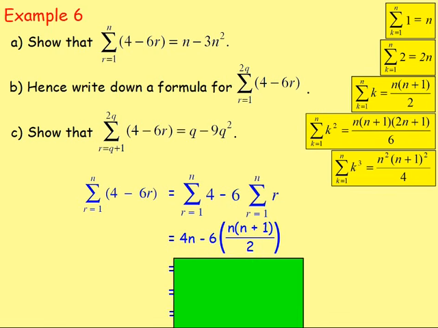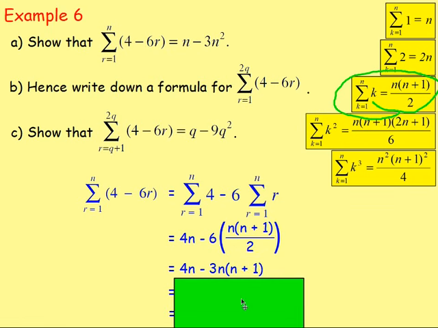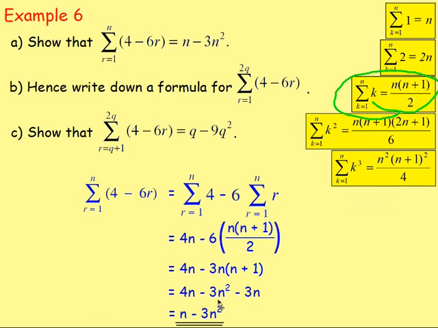We are taking away 6 times the sum of r. Don't be put off by the r and the k. It's just the exact same thing, we're just changing the letter. The sum of r going from r equals 1 all the way up to n will just be n times n plus 1 over 2. So that is what we would sub in. After that, we've got a 6 and we're dividing it by 2, so it really becomes 3 times n plus 1. If you multiply out the brackets, that'll be 4n take away 3n squared take away 3n. That, therefore, gives us 4n take away 3n is n, and take away 3n squared. That is what we were expecting.